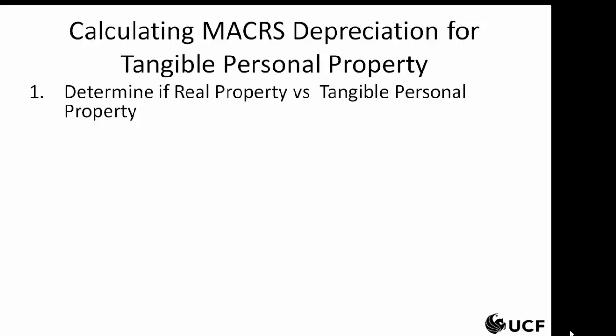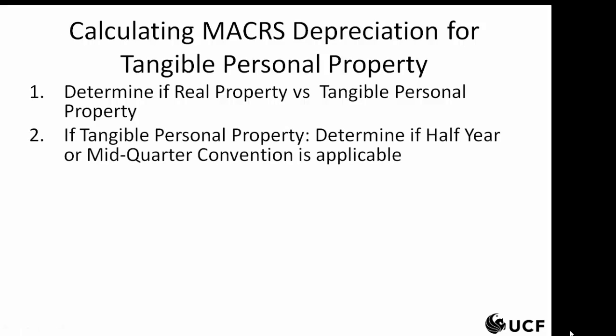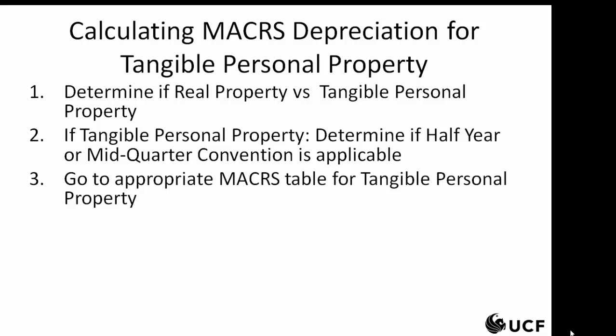So how do we actually calculate MACRS depreciation for the tangible personal property? What are the steps? The first thing we do is determine if it's real property or if it's tangible personal property. If it's tangible personal property, then we have to determine if the half-year convention or the mid-quarter convention is applicable. Once we decide that, then go to the appropriate MACRS table for the tangible personal property, either the half-year table or the mid-quarter table.